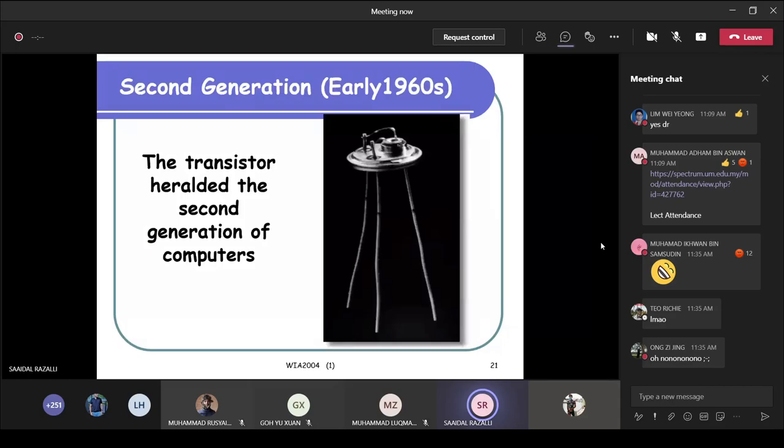And then you have the second generation, which uses the transistor. It was developed for business, cost-effective systems. So it's also a very expensive one, okay?